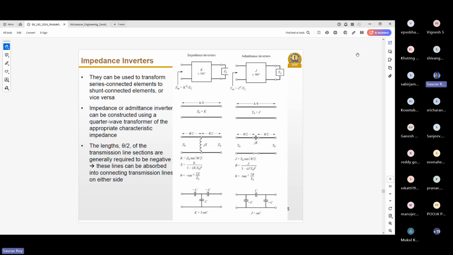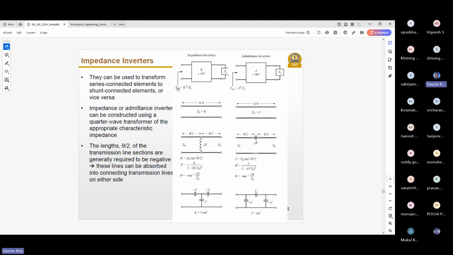These are also called J and K inverters. You will see these J and K functions widely used in our microstrip network explanations, everywhere. You can see these are all taken from Pozar. In-depth analysis aside, the simple implementation is just a lambda by 4 line. Otherwise, you can use a capacitor connected in between or an inductor connected in between. That will also act like an inverter.